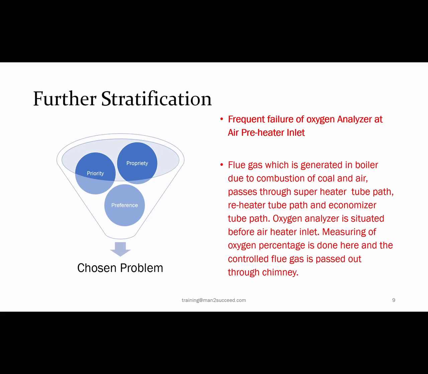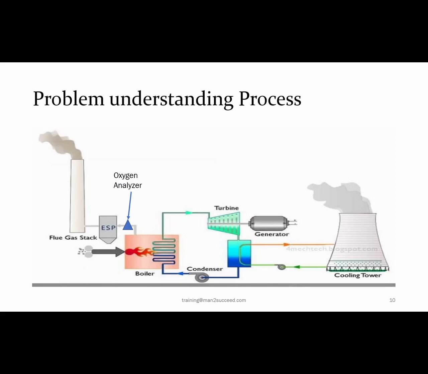In between, if the flue gas is more, then it is sent back to the electrostatic precipitator, the ESP. Again it is purified, then the final output comes out of the chimney. This is what the system is. So the process is explained here. The cooling tower is here, the generator is here, and the turbine, condenser, and boiler, and from the boiler it is coming out. So here we have the oxygen analyzer.